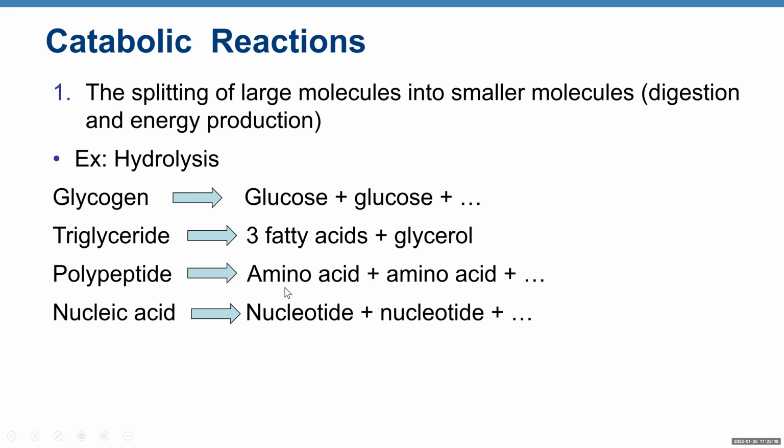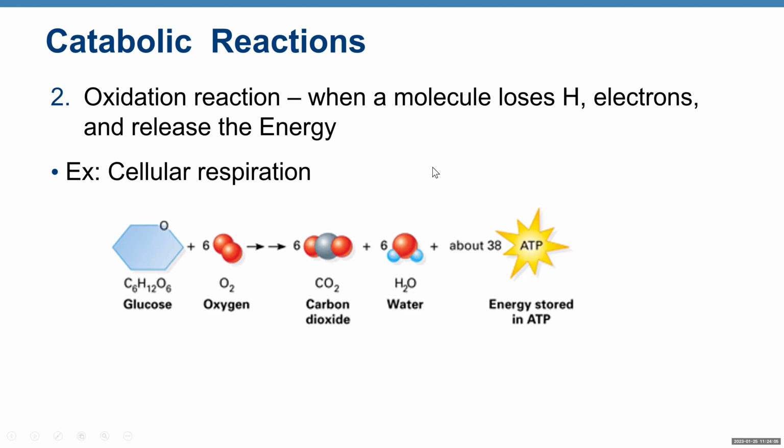Polypeptide, you break down into amino acids. That would happen when you digest food, for example, meat. Nucleic acid, you break into nucleotides. So those are all catabolic reactions that are going to split larger molecules and energy will be released. Another example of a catabolic reaction is a very famous reaction, the oxidation reaction. An example is cellular respiration.